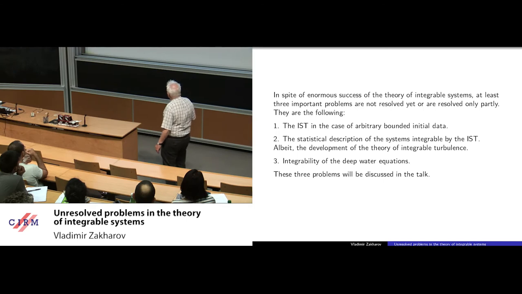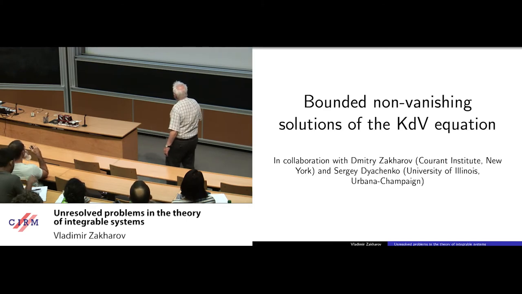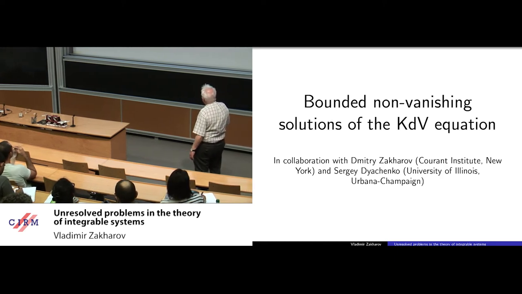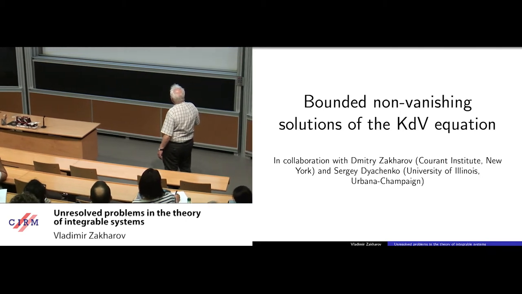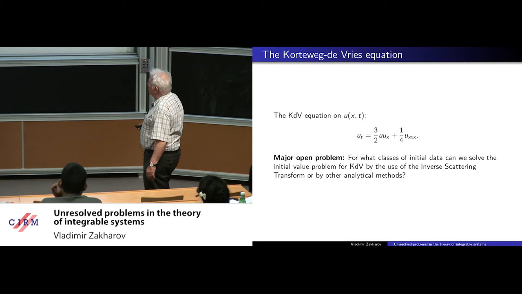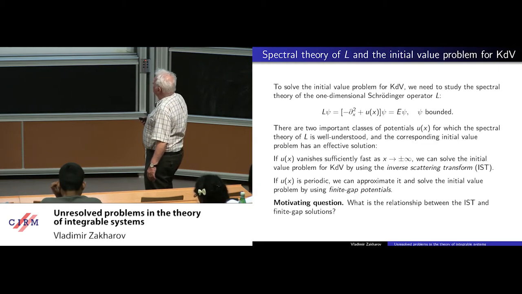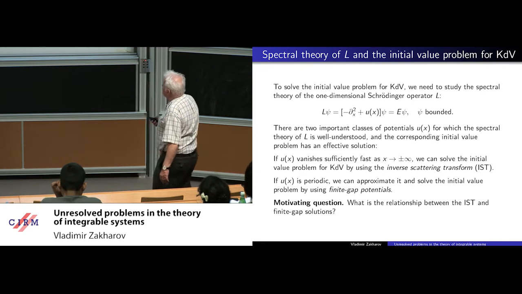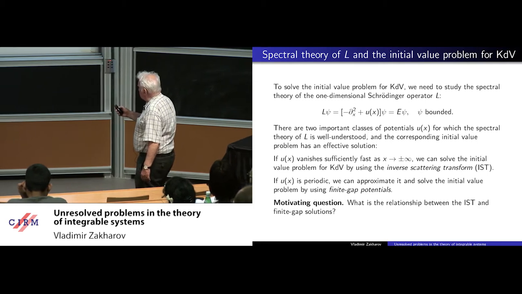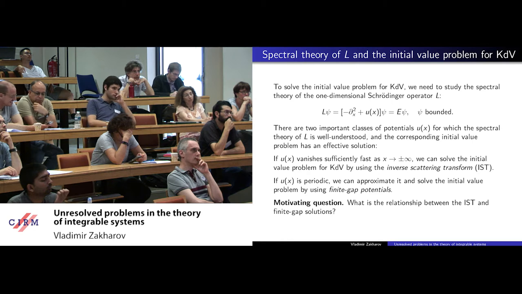So my talk is separated into three parts. The first part was done with my son Dmitry and Sergei Dyachenko. It's about bounded non-vanishing solutions. So far we considered the Korteweg-de Vries equation, which can be solved by the use of the auxiliary Schrödinger operator. It's a Lax operator. And what's going on if u tends to zero at infinity?